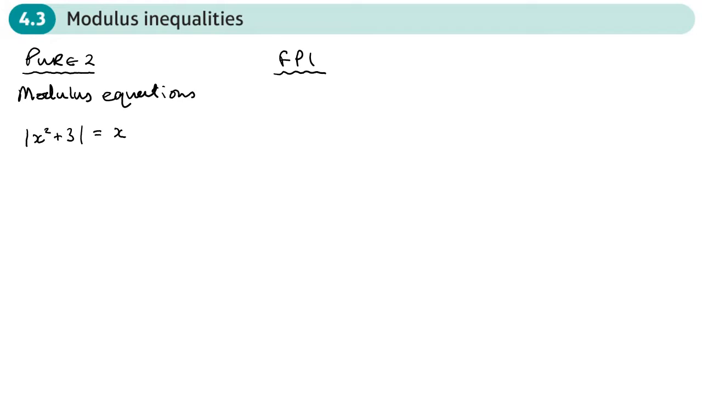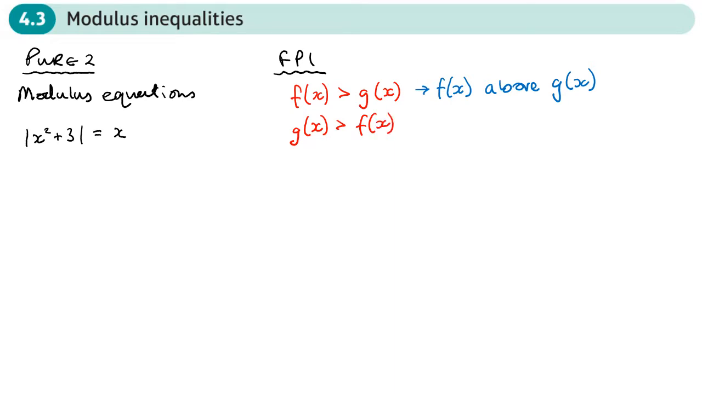Now, just like before, if you have something like this, one function greater than another, you're looking for the parts of the graph where f of x is above g of x in your sketch, so you still need to sketch them. And if you have something where g of x is greater than f of x, then we're looking for the part of the graph where g of x is above f of x.